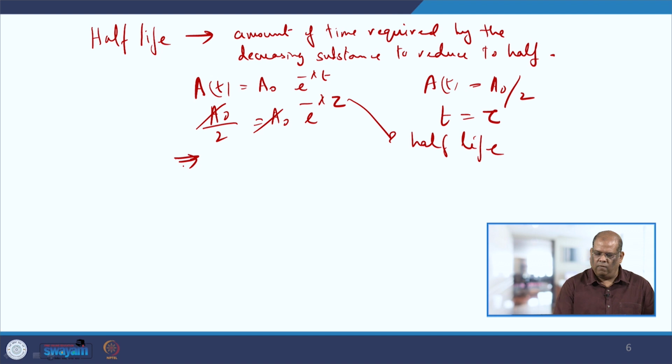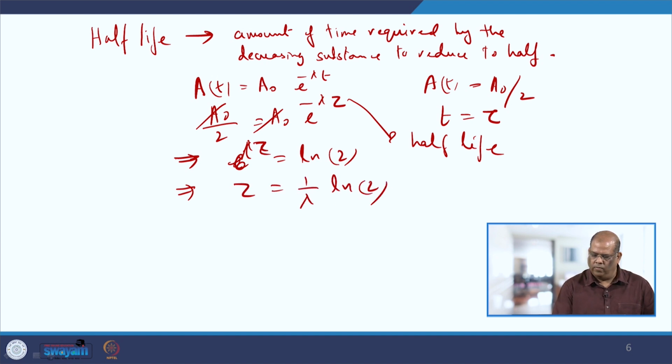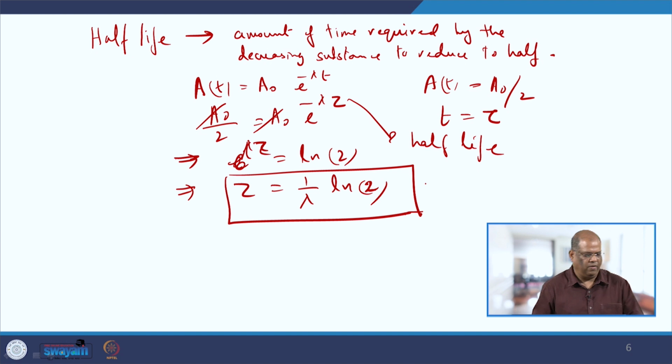So, this will give e to the power lambda tau equal to 2, sorry, not e to the power lambda tau equal to ln 2, but lambda tau equal to ln 2, and your tau is equal to 1 by lambda ln 2. So, this gives the formula for half-life. Now, let us take an example of how we calculate the age of a fossil or an archaeological sample.